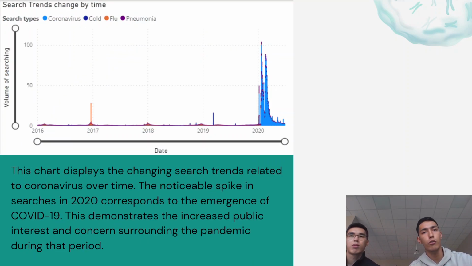So the next is about search trends. We had 4 types of search queries, which are coronavirus, flu, cold, and pneumonia. We can see the explosion of search queries of coronavirus after the year 2020. We can see that in 2017 there was also a larger number of queries about the flu.